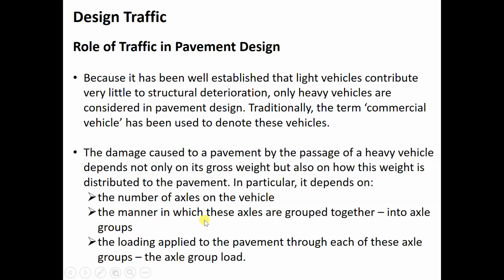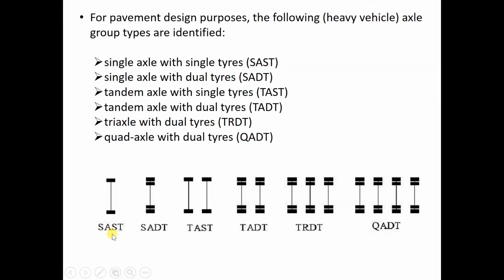The manner in which these axles are grouped together into axle groups: there are a few axle groups. This one is just a single axle with single tires, SAST, and then the single axle with dual tires, this one, and then the tandem axle with single tires, so you have 2 axles grouped together, and then the tandem axle with dual tires.